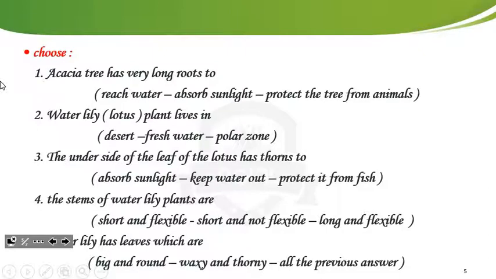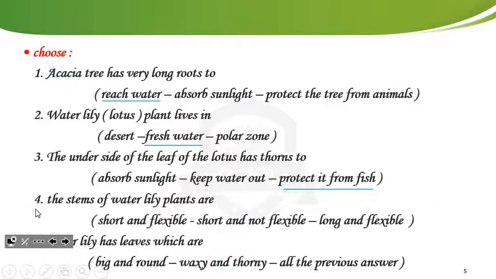Now, let's answer this question together. Choose. In number 1, the acacia tree has very long roots to, yes, reach water. Okay. Number 2, the water lily or lotus plant lives in, very good, fresh water. Okay. In number 3, the underside of the leaf of the lotus has thorns to, of course, protect it from fish.